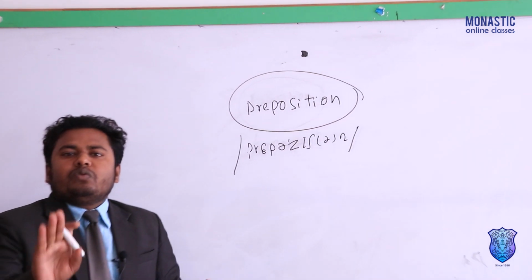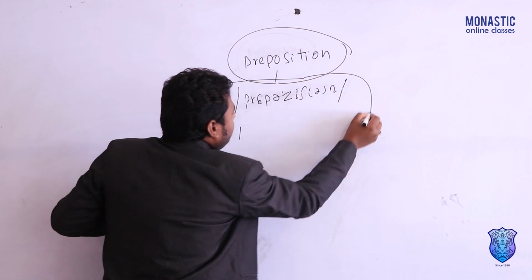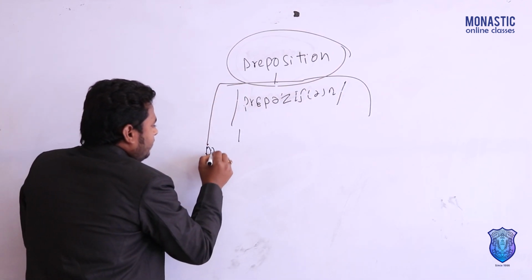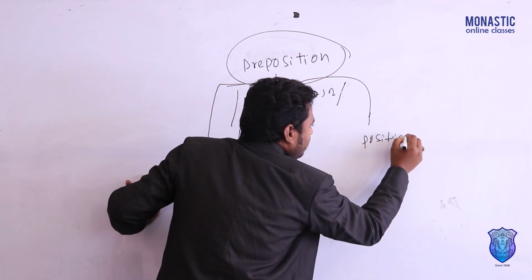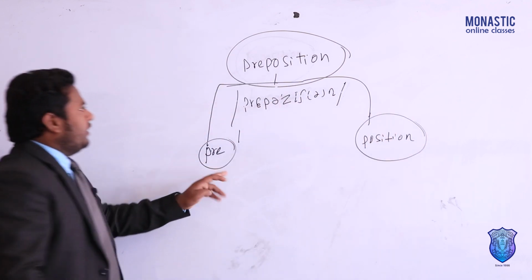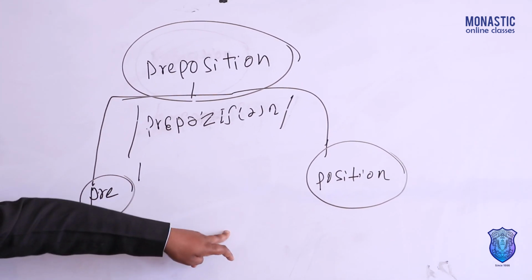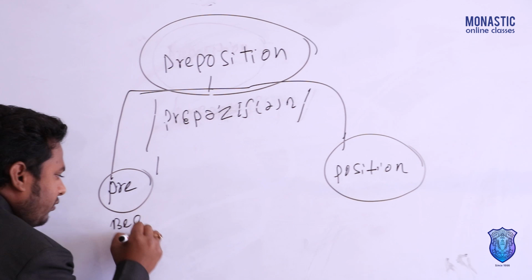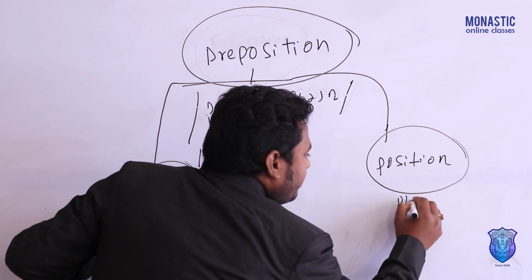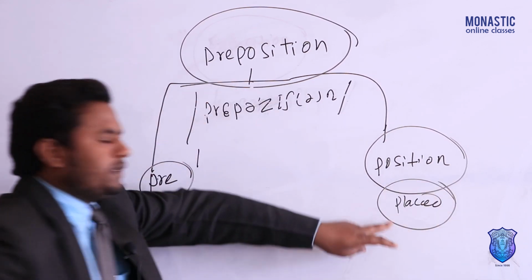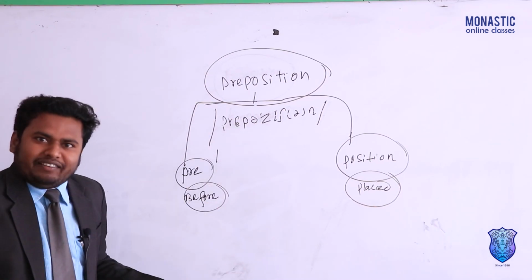This word is made of two different words, and those are pre and position. Pre means before, whereas position means placed. It means a preposition is that which is used before something.